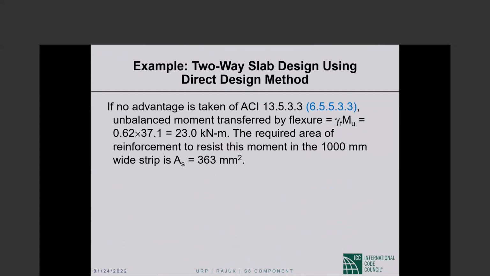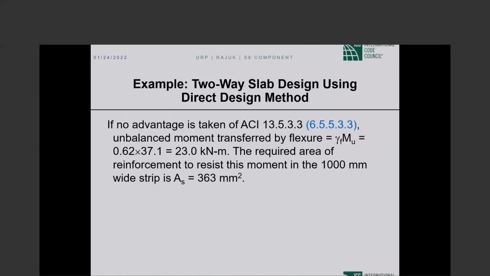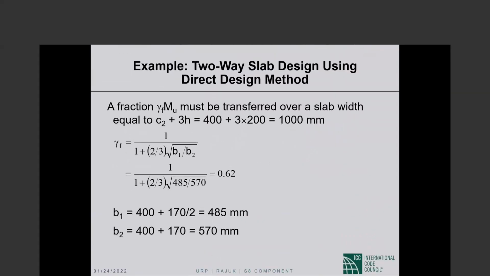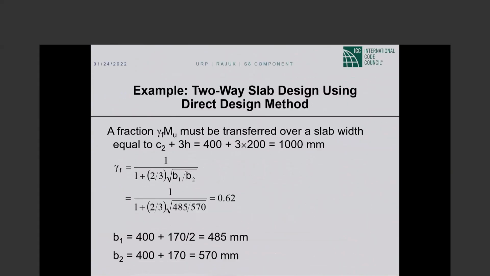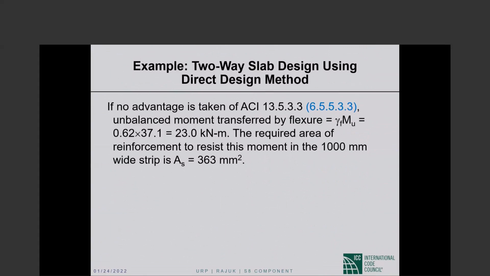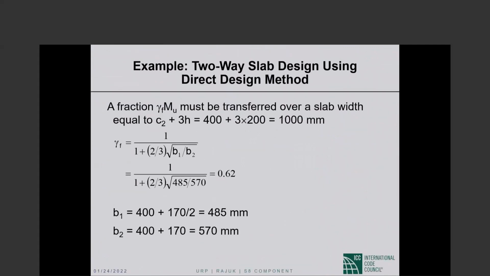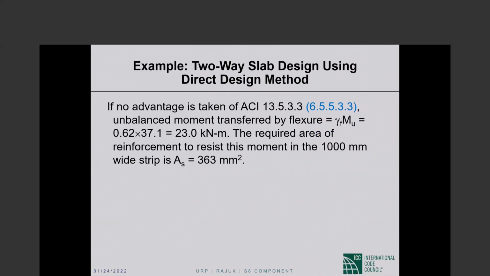I want to emphasize that you absolutely must pay special attention. So we have an unbalanced moment of 37.1, I think it was 37.5, 37.1 kilonewton meters. And our calculation says 62% of that is transferred by flexure.